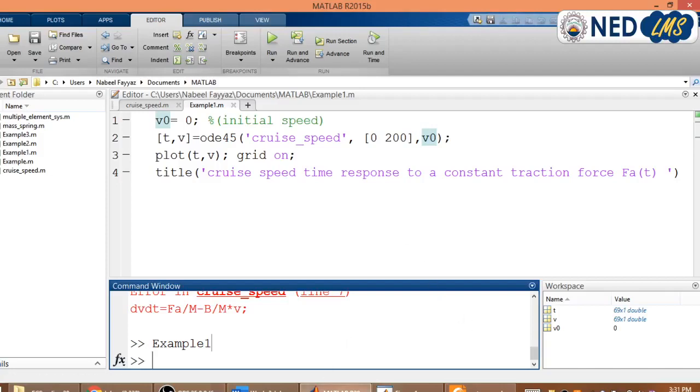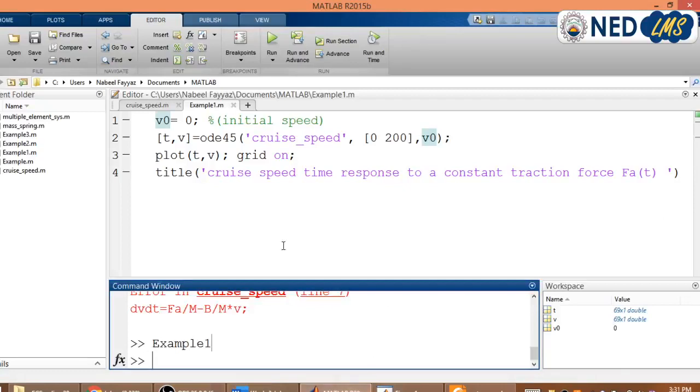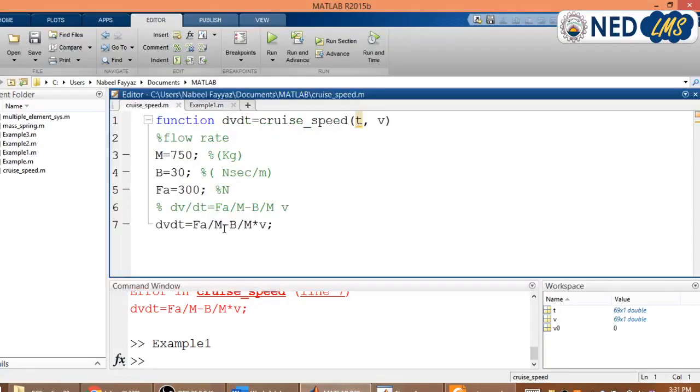So how can we represent this mechanical system in MATLAB? We can do it easily. First of all, we want to represent this differential equation. We know that this sign represents a comment. Wherever we have this percentage sign, that line of code will not get executed. It is just for reference or for your understanding.